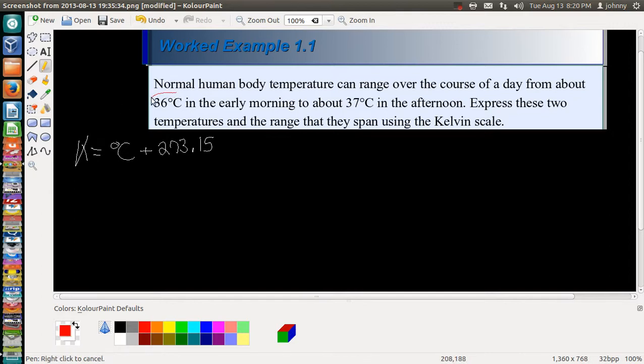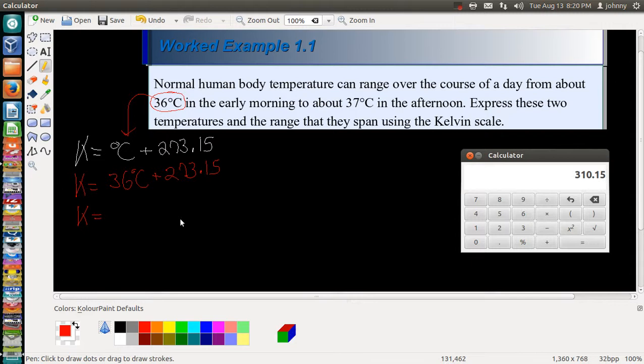We have 36 degrees Celsius here. We're going to take the degrees Celsius and plug it into this formula. That would give us K equals 36 degrees Celsius plus 273.15. Now we're going to add these two together, and we're going to use a calculator to do that to make sure we don't make a mistake.